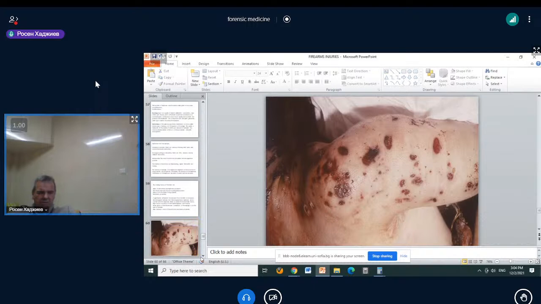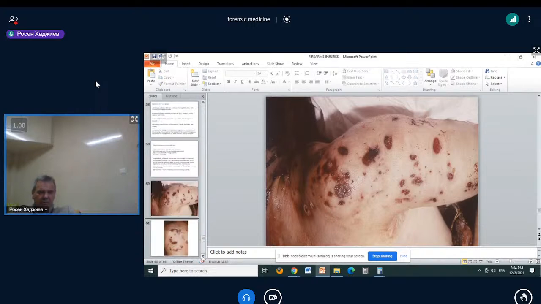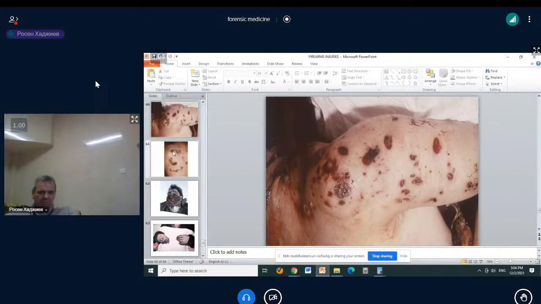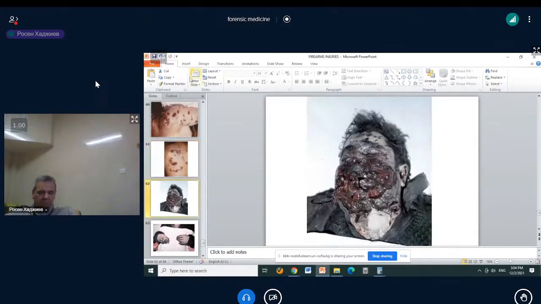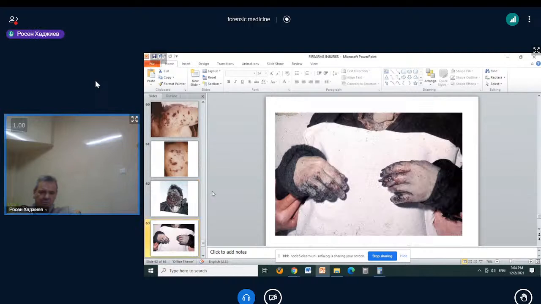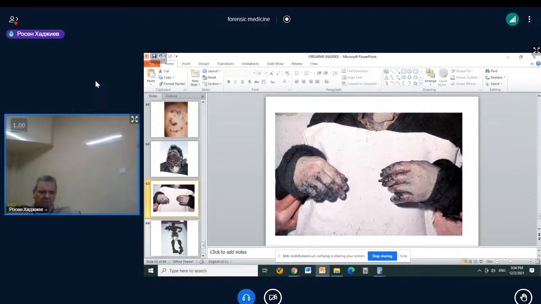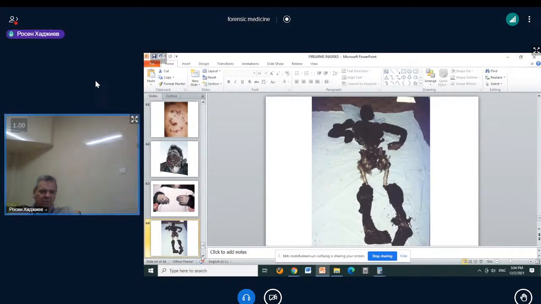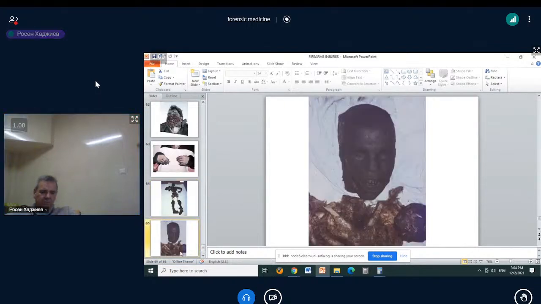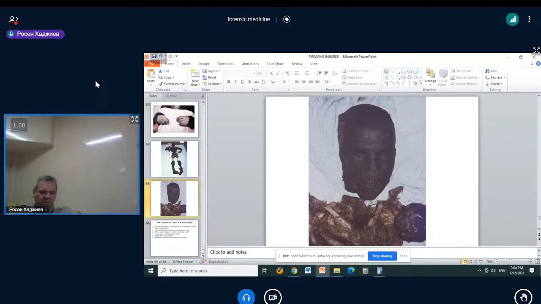This is an illustration of the body affected by the blast. Full destruction of the body, amputation of the fingers or the legs, complete destruction of the body, decapitation in some cases.